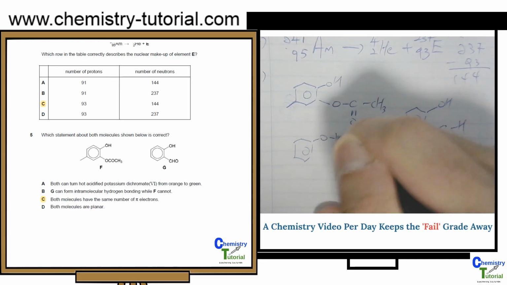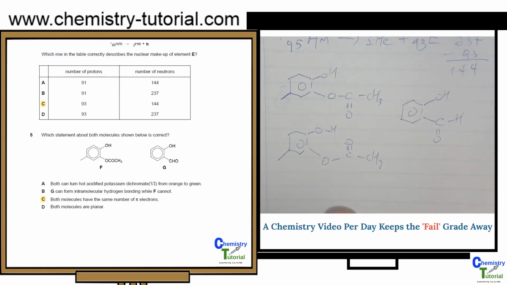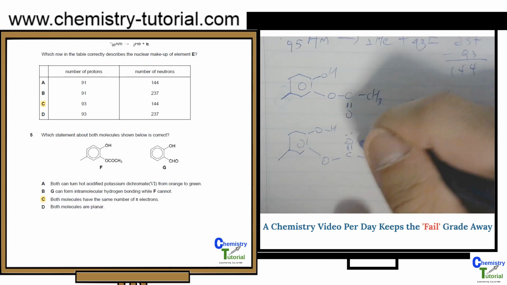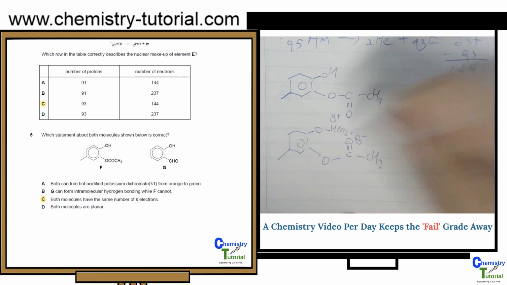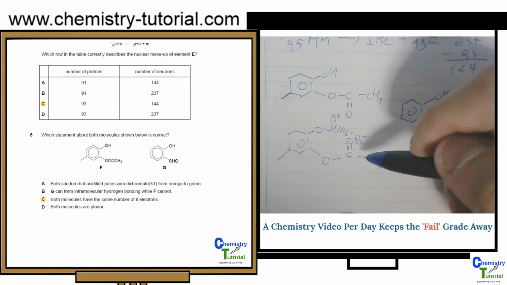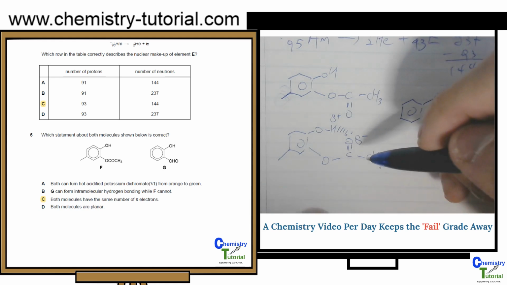You have an O, you have an H. You have a C, you have an O, you have a C, you have an O, you have a CH3. So over here, the oxygen has a lone pair. It carries a delta minus charge, delta plus. So it can actually form an intramolecular hydrogen bond over here for the molecule F. So you can't say that F cannot form intramolecular hydrogen bond.